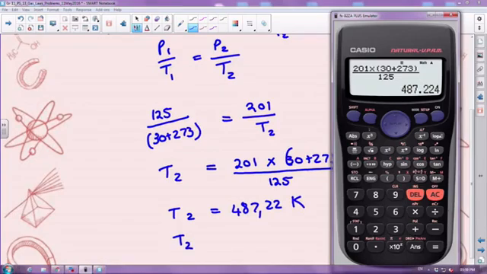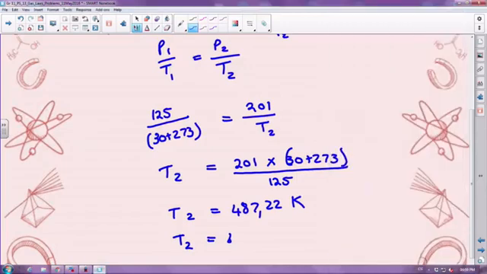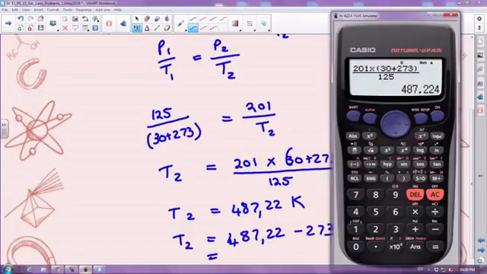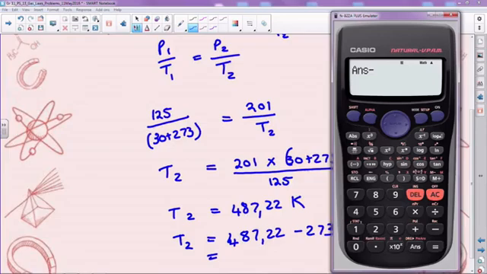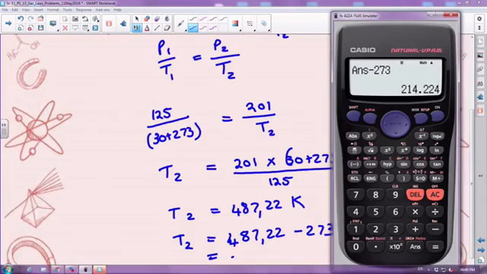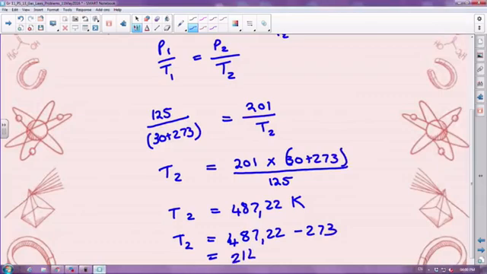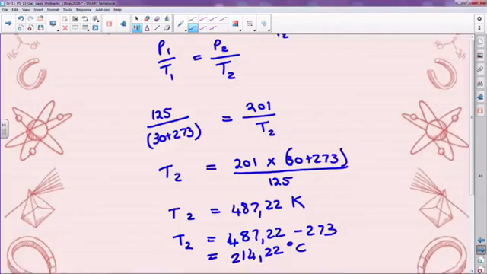If I want to change it, I need to go 487.22 minus 273. And that is going to get me my degrees Celsius. So if I subtract 273, I'm going to get an answer of 214.22, 214.22 degrees Celsius. Okay, next one.